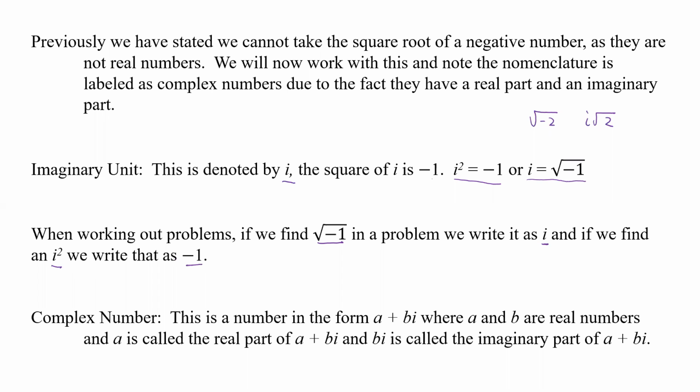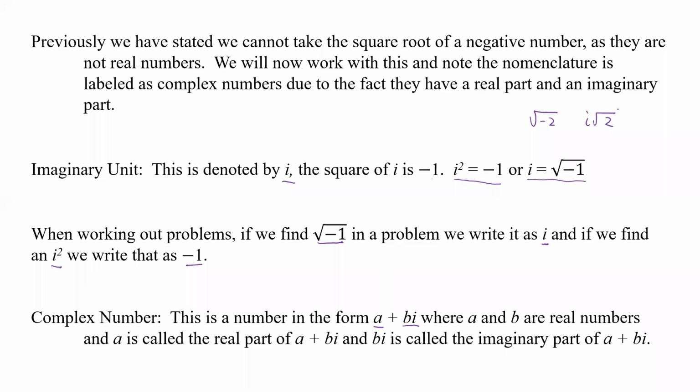Now, a complex number is a number that has two parts again. It has a real part, and so the real part is going to be our a, and we're going to have the imaginary part, which is going to be the b. Now, a and b are both real numbers, and i is the part that makes the bi the imaginary. Okay, so the bi is imaginary, even though b is going to be some real number.